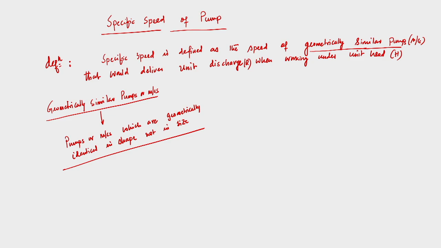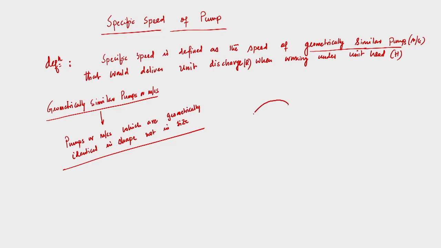So how can we mathematically express the specific speed of a pump? Again, let me take an example, a radial flow pump; I have taken this example many a time. If I try to draw the impeller of a radial flow pump, suppose this is the impeller of a radial flow pump, and the pump is rotating at an angular velocity omega in the clockwise direction.